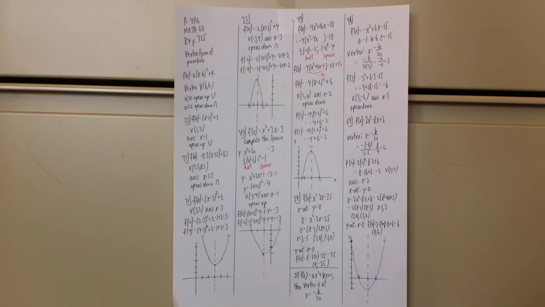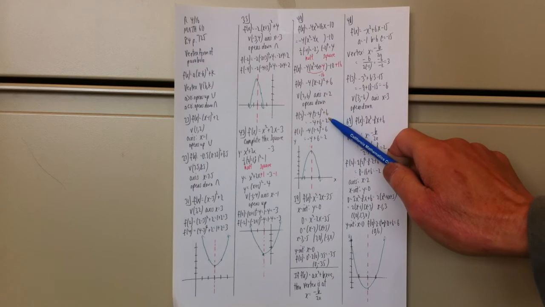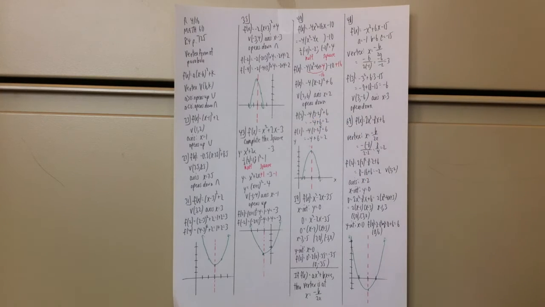1 to the left and 1 to the right. So I plug in 3. Negative 4 times (3 minus 2) squared plus 6. Well, 3 minus 2 is 1, and 1 squared is 1. So 1 times negative 4 is negative 4. Negative 4 plus 6 is 2.